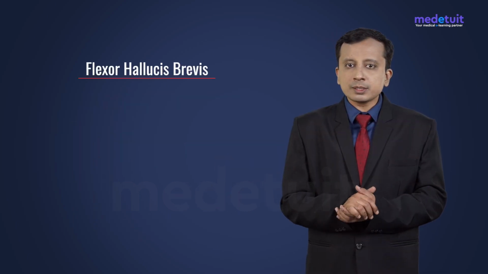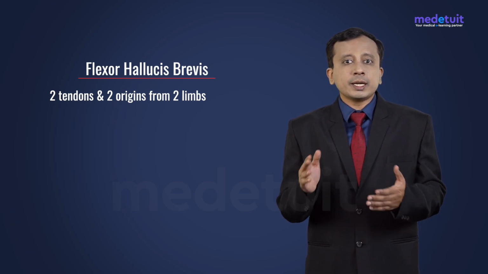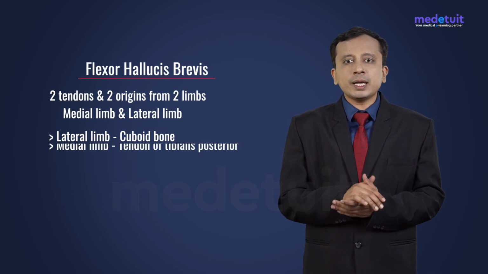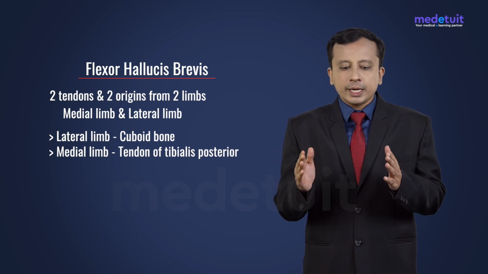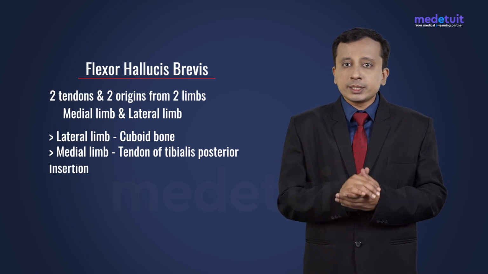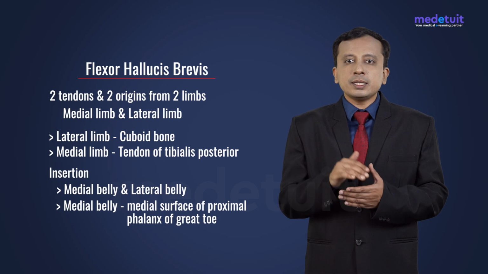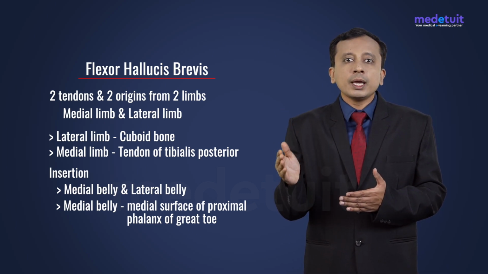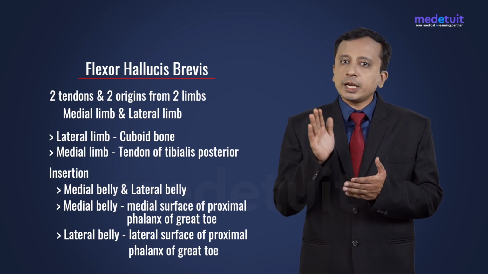Flexor Hallucis brevis. It has 2 tendons and 2 origins from 2 limbs, a medial limb and a lateral limb. The lateral limb arises from the cuboid bone, the medial limb arises from the tendon of tibialis posterior. After its origin, it forms a single muscle, later it splits into 2. Coming to its insertion, it has a medial belly and a lateral belly. The medial belly gets inserted to the medial surface of the proximal phalanx of the great toe and the lateral belly gets inserted to the lateral surface of the proximal phalanx of the great toe.